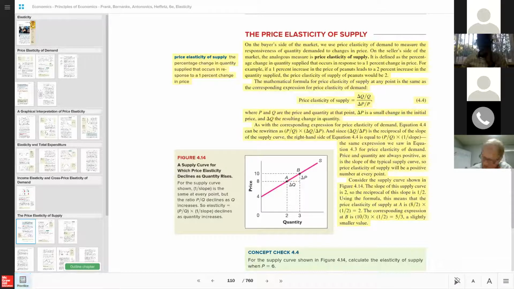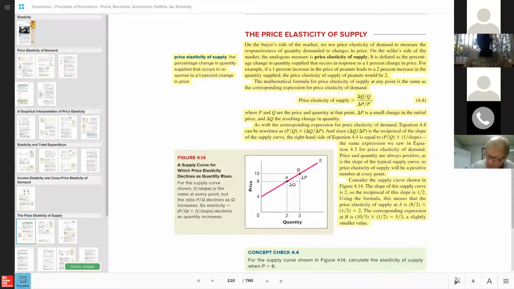So we get a half on top. Now a half is 50%. So you have to get the percentage change. Quantity has increased by 50% from 2 to 3. Now how do you work it out? It is the change in quantity, that's 1, divided by the original quantity, it's 2. So that is a half, or 50%.